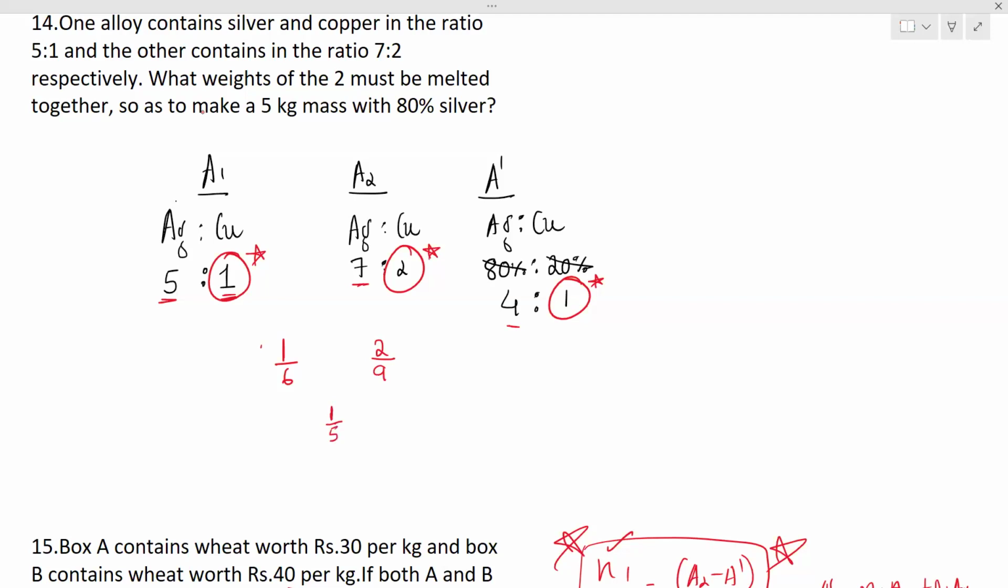Yeah. So what is the difference here? What is the difference here? 1 by 5 minus 1 by 20. Fraction. If I subtract, what do I get here? Into 4 I'll do. I have a 20 here in the denominator. So how much do I get here? 4 minus 1, 3. 3 by 20.